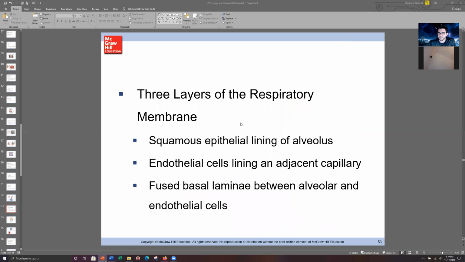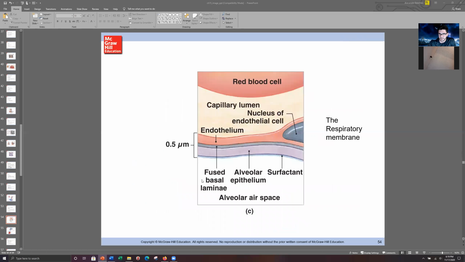So we have three layers of the respiratory membrane. We have the squamous epithelial lining of the alveolus, endothelial cells lining an adjacent capillary, and then we have the fused basal laminae between the alveolar and the endothelial cells of the capillary. Okay, so here's what that looks like.